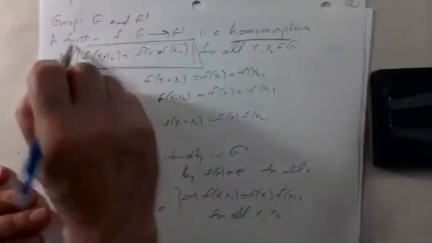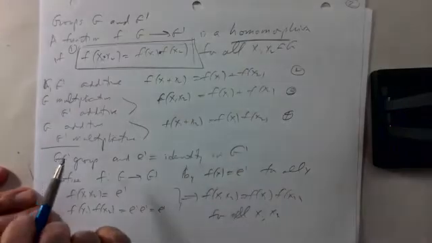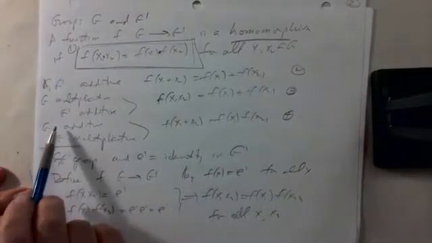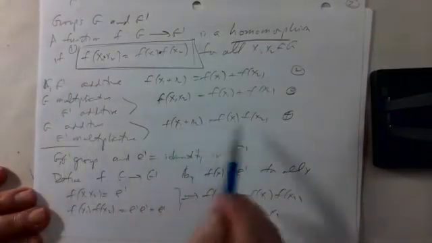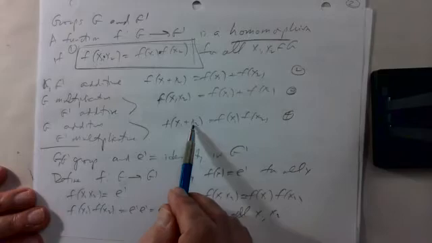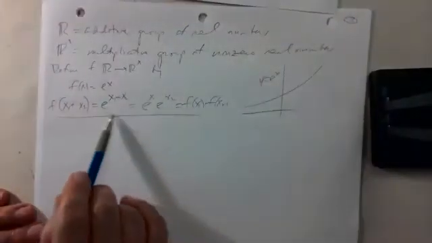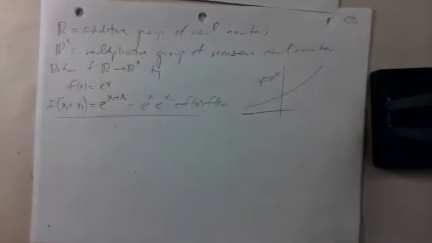I had written down, in fact, the four possibilities here, right? So in the case of an additive group into a multiplicative group, this is the functional equation that defines a homomorphism. If G is additive and G prime is multiplicative, it's this. And that is exactly what we have here. Exactly.